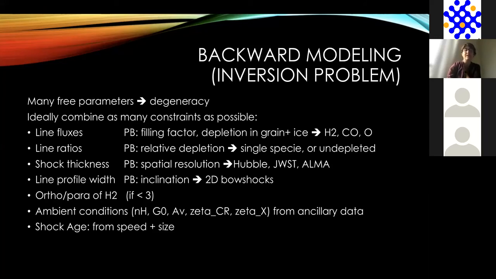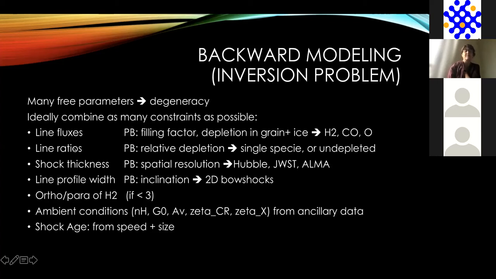So ideally, you want to combine as many constraints as possible. That's the bottom message. Because if you use only one of these diagnostics, each of them has a problem. For example, if you want to use just absolute line fluxes predicted from the models, then there is a filling factor uncertainty. And also, you're not sure how much of your species are still on the ice, how much are on the grain, how much are in the gas phase.